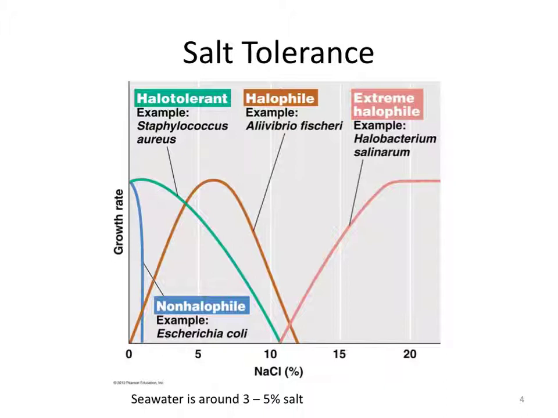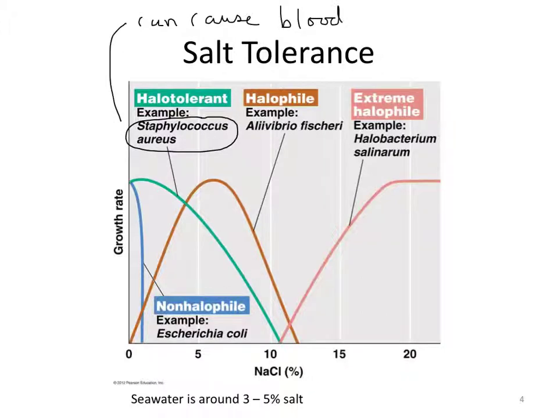So let's describe microbes in terms of their salt tolerances. A halotolerant microbe, and an example here is Staphylococcus aureus. It can cause blood infection and other problems. It's a common skin-borne microbe. If it accesses your body when you get a cut and starts to grow, it can cause blood infection, also known as blood poisoning. It's a halotolerant organism.